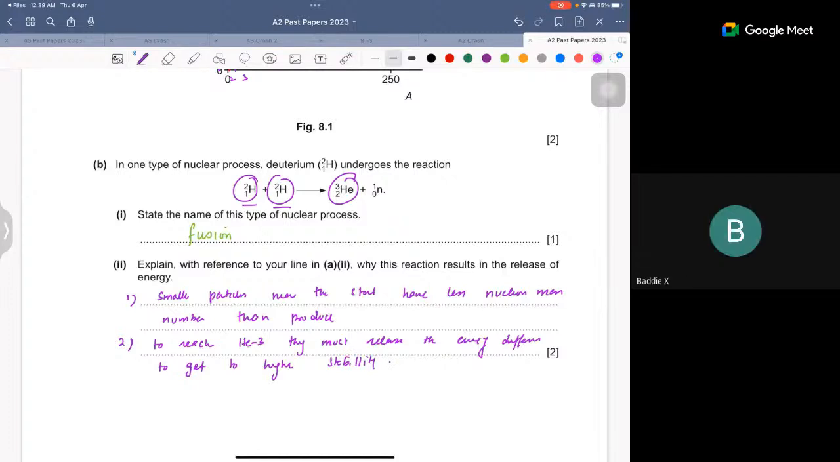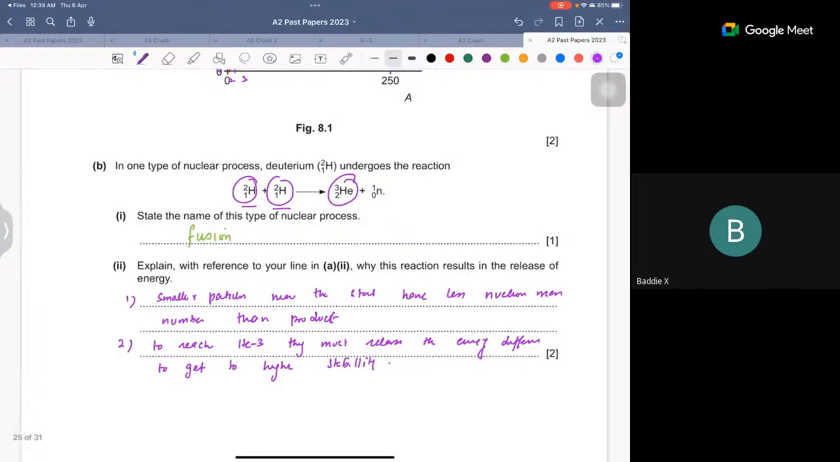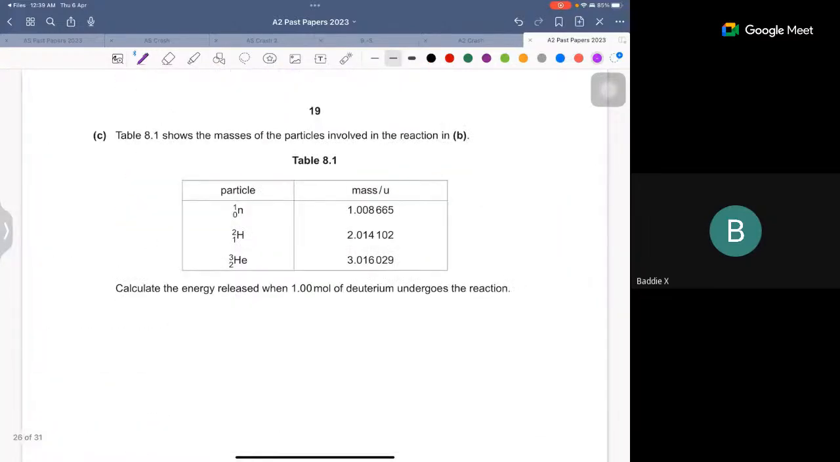Yes, sir. Sir, could you read out your first statement? Smaller particles near the start have less nucleon mass number than the product. To reach helium-3, they must release the energy difference to get to higher stability. High stability means that they have higher binding energy per nucleon. Is that clear? Right, sir. Thank you. Then we're going to go to the next.